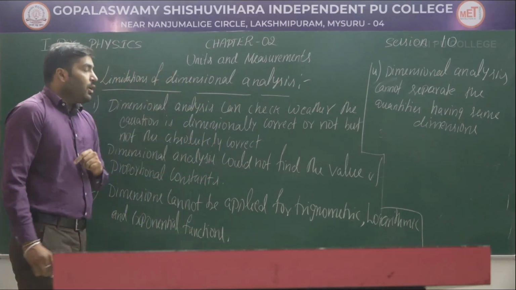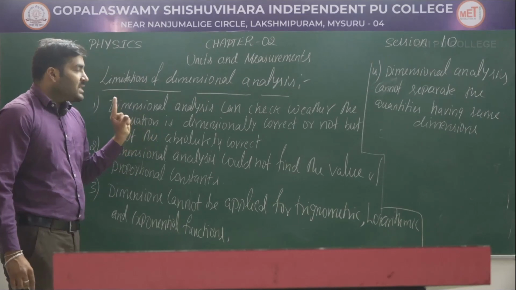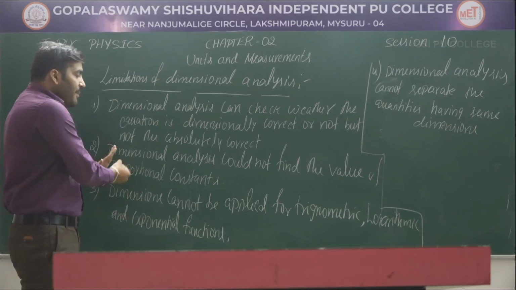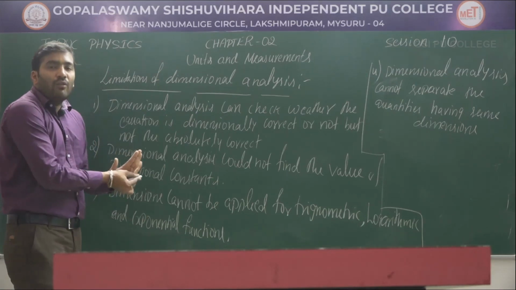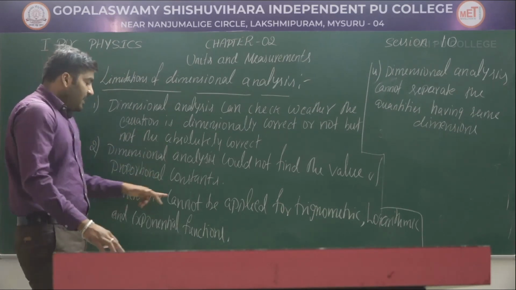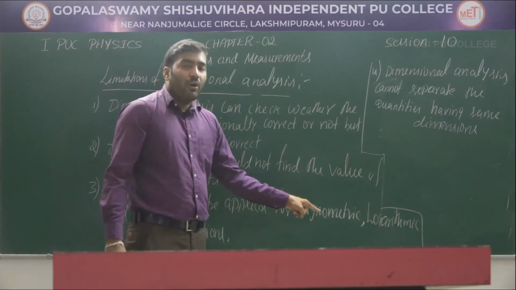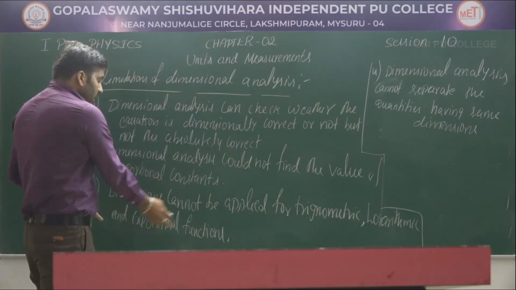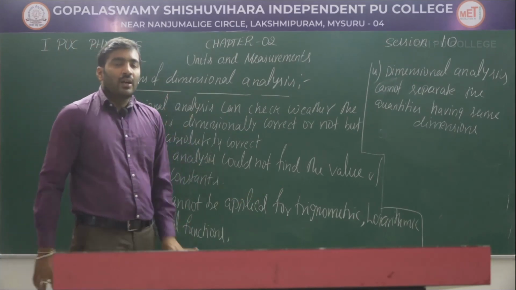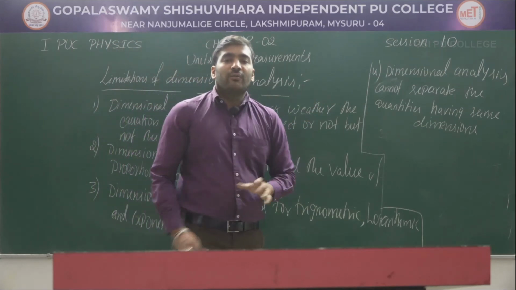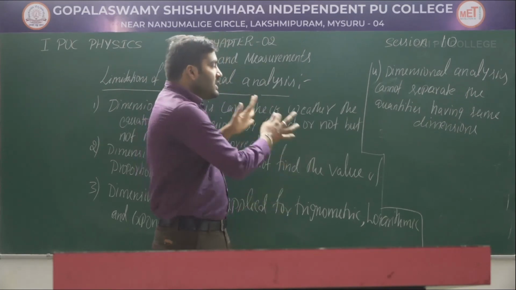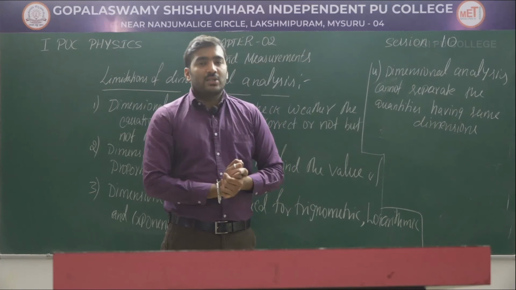First, dimensional analysis can check whether the equation is dimensionally correct or not, but not whether it is absolutely correct. Next, dimensional analysis could not find the value of proportional constants. Next, dimensional analysis cannot be applied for trigonometric, logarithmic and exponential functions. And dimensions could not differentiate between two quantities having the same dimensions. Okay, so these are the limitations of dimensional analysis.